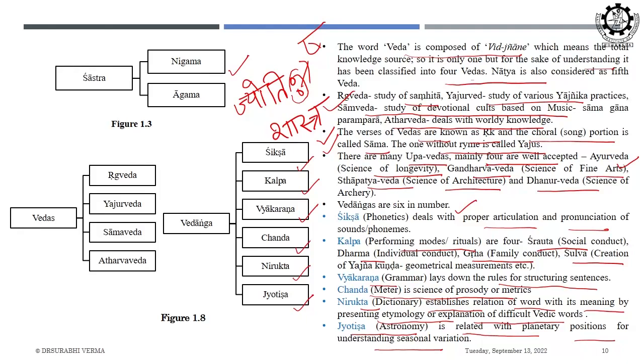Then you may be able to define your path to others. This has to be done, and we always do the same thing. We just think that we are following the already told path. No, we are never following the already told path. We are always creating our own path, and that's the actual reality. So here astronomy is related with the planetary positions for understanding seasonal variations, and Jyotish Shastra becomes Jyotish Shastra.